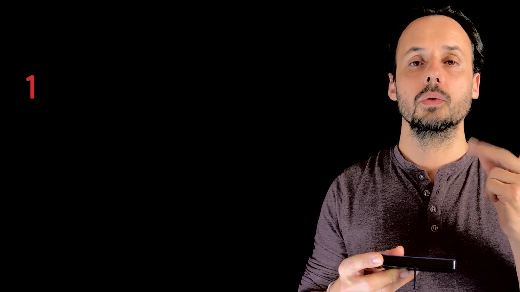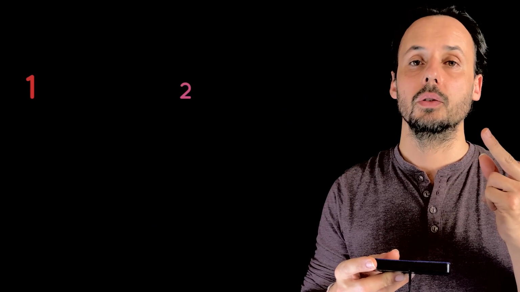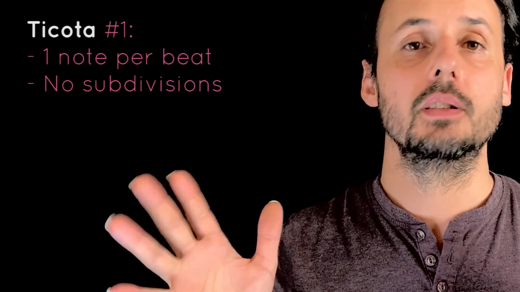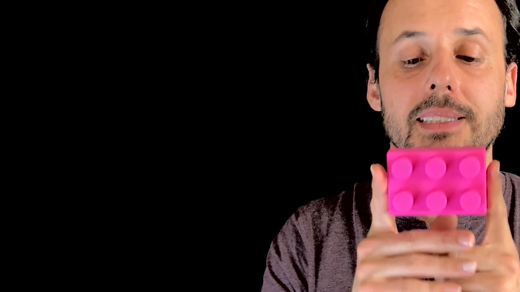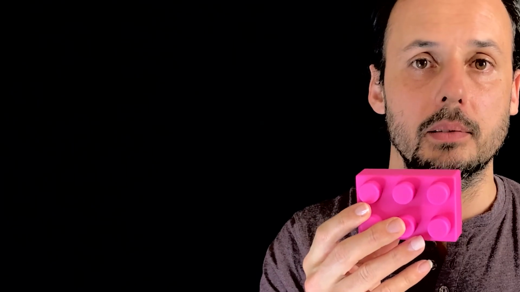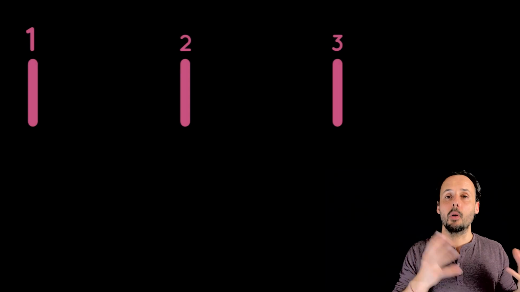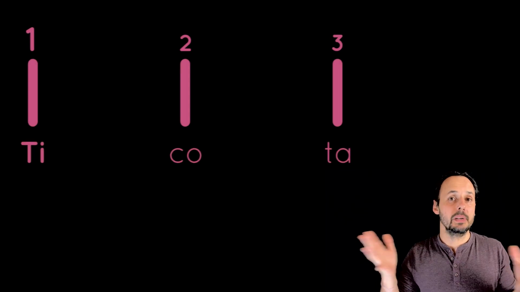I choose a 3 beats COMPÁS, a ternary COMPÁS, at a moderate speed, 80 BPM. 1, 2, 3, 1, 2, 3. And now on top of this COMPÁS, we are going to sing our cell Ticota in many different ways. First option, we just stick to the rhythmic cycle, 1 note per beat without subdivisions. So 1 rhythmic cell Ticota covers 1 COMPÁS. This is very easy, 3 beats per COMPÁS, 3 notes, 1 note per beat.